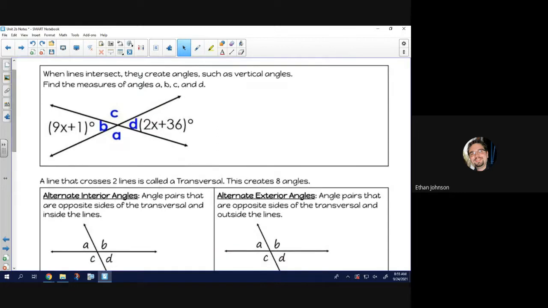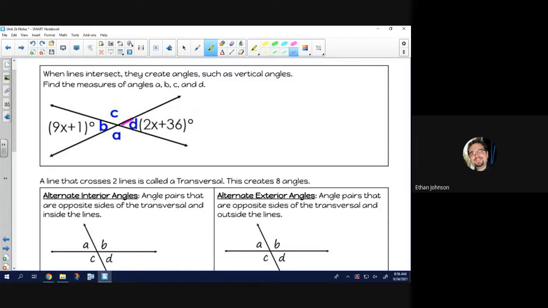This example we have dealt with before. This example is one intersection. Because we have one intersection, we could have vertical angles or we could have a linear pair. This is what we've talked about up until this point. According to this problem, we want to find the measure of angles A, B, C, and D. Looking at it, I see angles B and D have X in them, so I can use those two. I also notice that B and D are across from each other, so B and D are vertical angles.